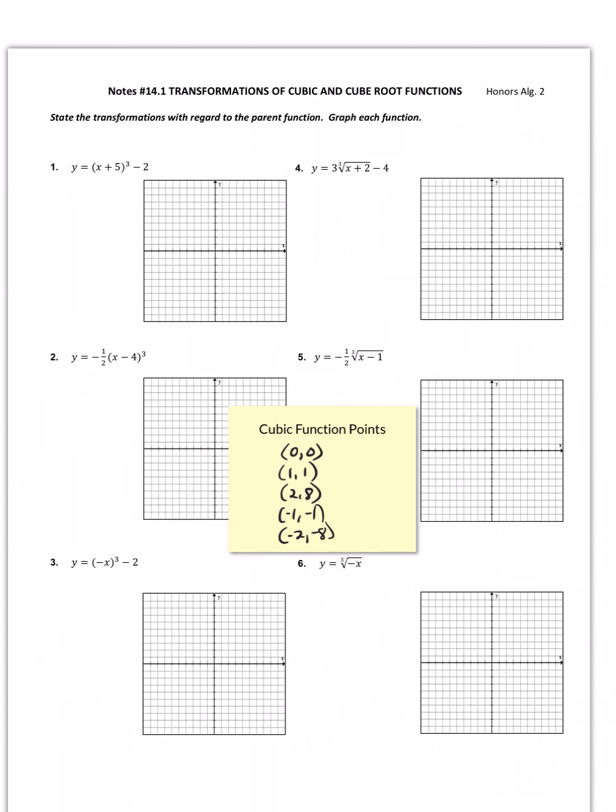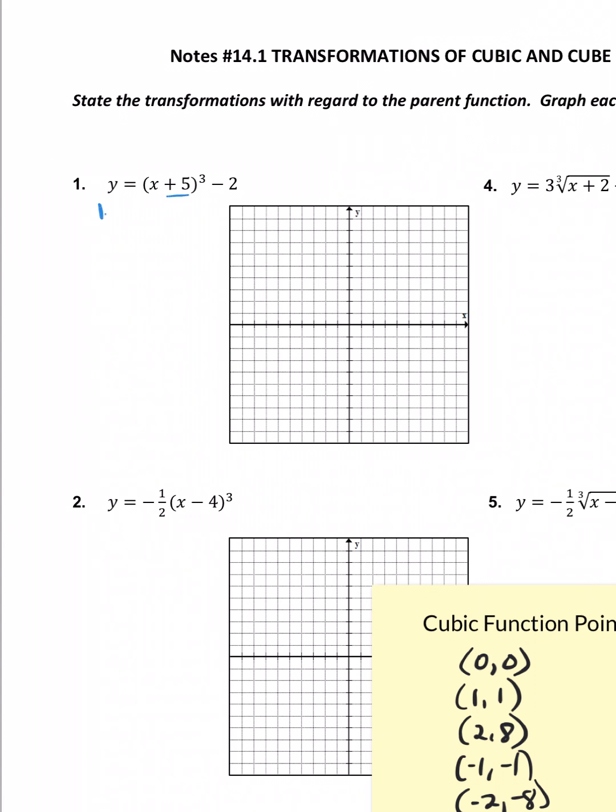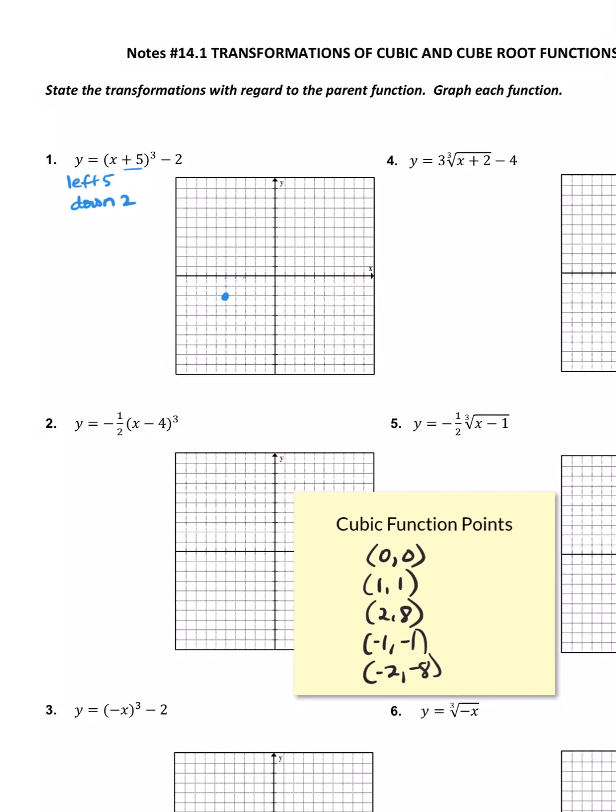transformations. So on the first one, we know that that plus 5 means it's going to move left 5 and down 2. All right, so I'm going to move left 5, down 2, down by origin is there. So then I'm going to apply those points that we've talked about before, and we know that we go right 1, up 1, right 2, up 8. And then we go left 1, down 1, left 2, down 8, and there's my cubic function. Okay, notice it kind of has a positive slope on it. That's not surprising since it has a positive coefficient out front.